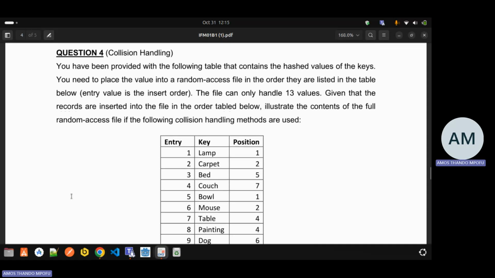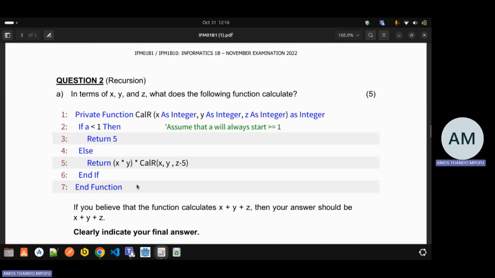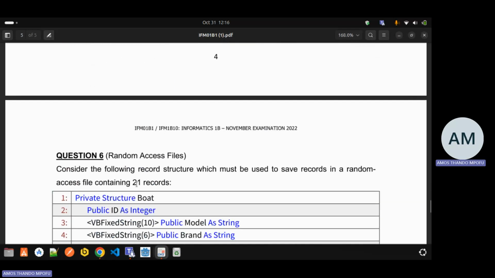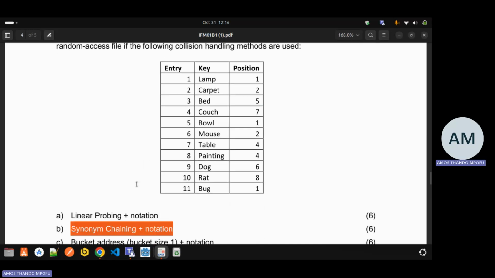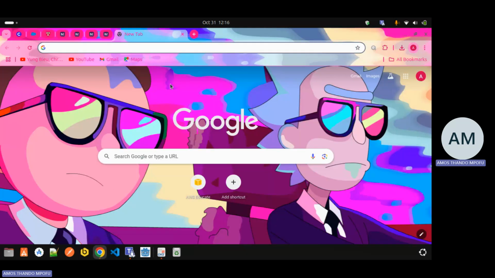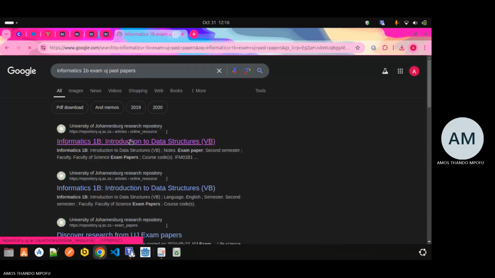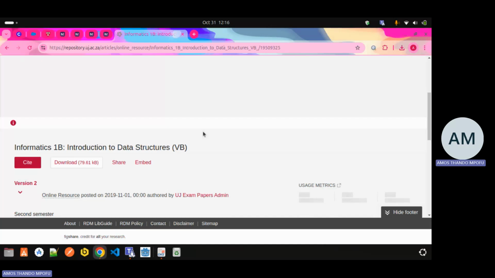Isn't it supposed to be? But I think, let me see. What paper was this? I think this was a supplement. I think I took a supplementary exam, if I'm not mistaken. But with bucket size, you're supposed to have a bigger bucket size, I mean. So informatics. So let me search.